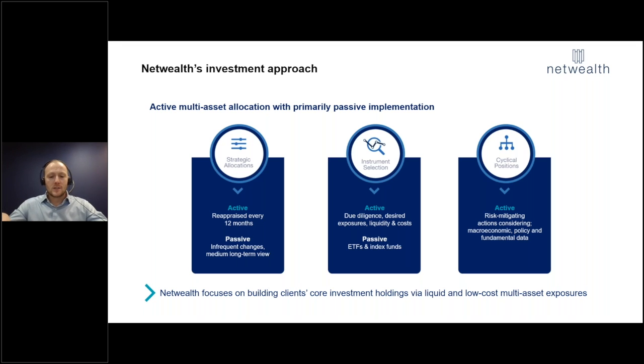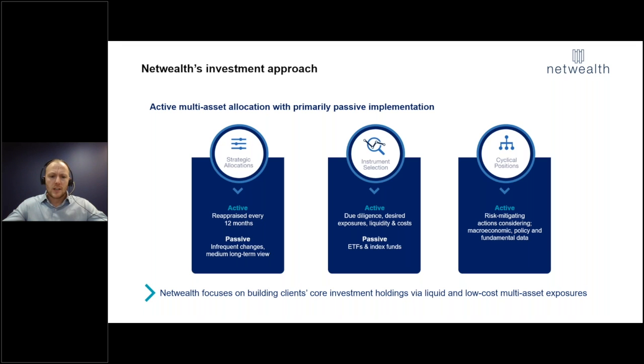And then the final part is our cyclical positions. Sometimes these are referred to as tactical positions. And these are our shorter term decisions that take into account relative valuation, say, or macroeconomic or policy data. And these can happen at any time, depending on what's happening in markets. But using passive funds does help keep costs down overall. But we largely do that because we think that'll lead to better outcomes for portfolios.